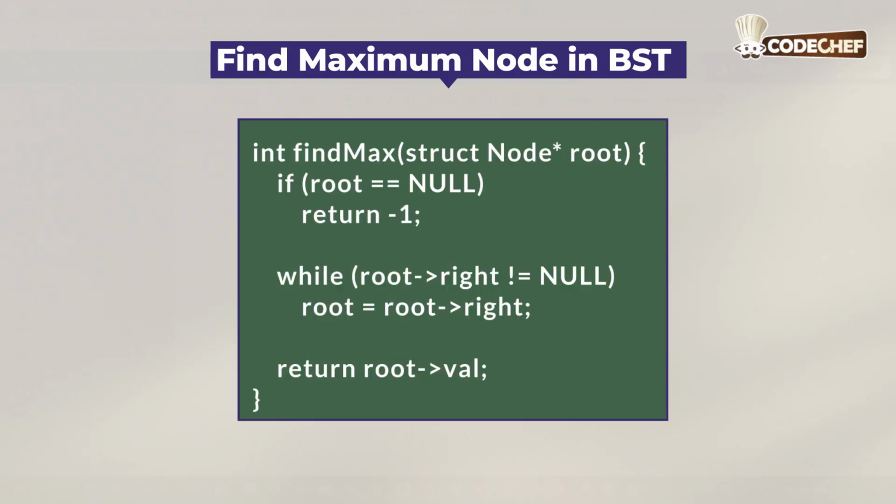So this is our pseudocode. Let's understand this line by line. Here our while loop helps us keep moving to the right child. Here root is equal to root pointing to the right, so it updates the pointer to the next node. And here we return root, pointing to the value, the rightmost node that contains the maximum value.